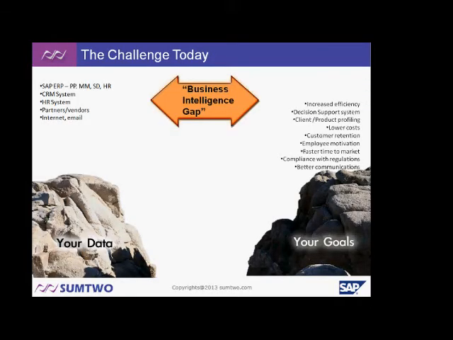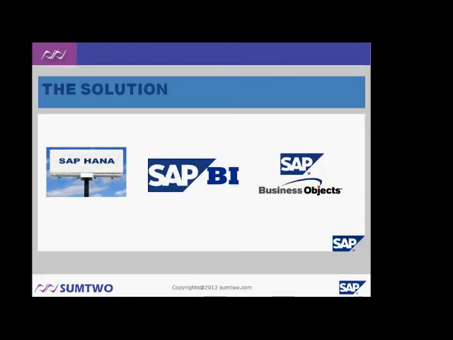So in short, there is a gap which exists between the OLTP data and also our overall goals for the business in terms of improving efficiency, etc. And this gap is called a business intelligence gap, which is exactly what the SAP products HANA BI and BO tries to address. Now let's get into the details about HANA BI and BO.